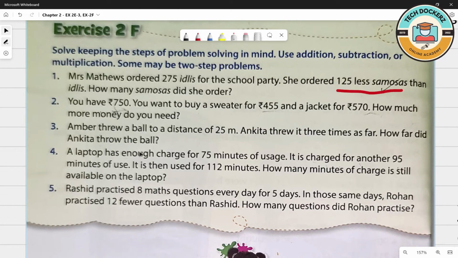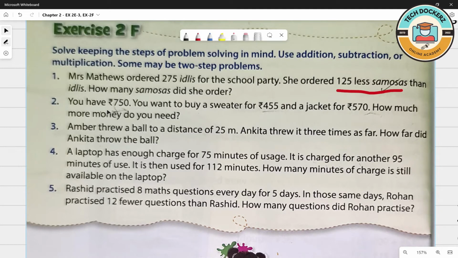Question number 2F. You have 750 rupees. You want to buy a sweater for 455 rupees and a jacket for 570 rupees. How much more money do you need? So what is the signal word here? How much more money do you need? So we will do the subtraction.